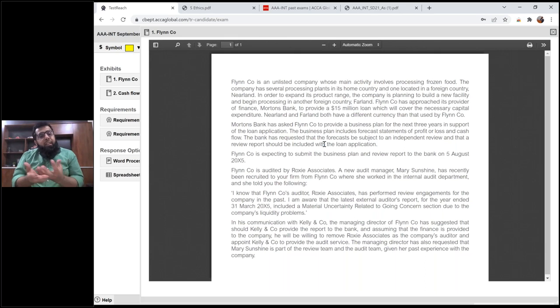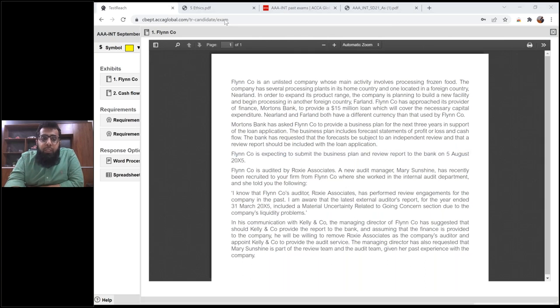So apparently this question is about prospective financial information. You must remember this topic, PFI, prospective financial information, because we are talking about a forecast statement of P&L and the cash flows. Flynn Company is expecting to submit the business plan and the review report to the bank on 5th of August. Okay, now they want this report by 5th of August.